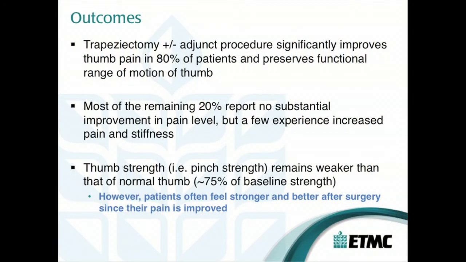The other thing is looking at strength. So thumb strength, such as pinch strength, remains actually weaker than a quote-unquote normal thumb. It's about 75% of the strength of the unaffected side. Now, despite this though, a lot of the patients feel that he or she is stronger after the operation because they're able to do more. They have a more functional hand and there's less pain.